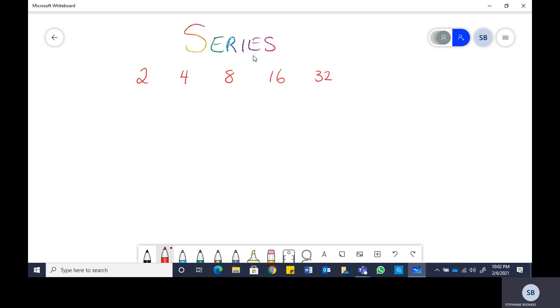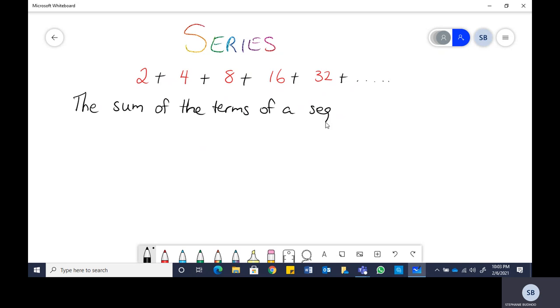Well, a series is simply the sum of the numbers in a sequence. So if I were just simply to place an addition sign between the numbers of this sequence, then we have formed a series. So the first thing you will learn is that the sum of the terms of a sequence is called a series.